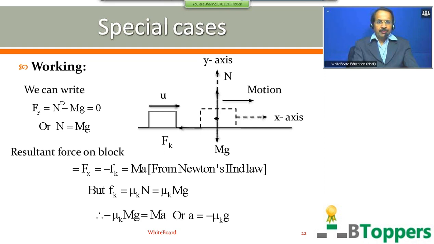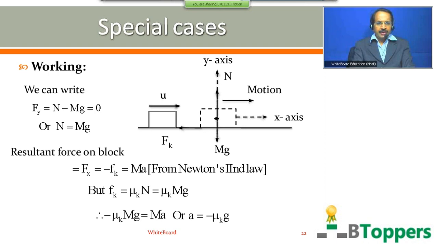You can copy this working on the left side after copying the diagram. You can write Fy equal to N minus mg equal to 0, or N equal to mg. The resultant force on the block, Fx, can be written as minus fk, which equals ma from Newton's second law. But fk equal to μk into N, and N equals mg. So substitute fk equal to μk into mg. You get minus μk into mg equal to ma, or a equal to minus μk into g. Come on, copy down. In case you need more time to copy this working, you can pause and take your own time.